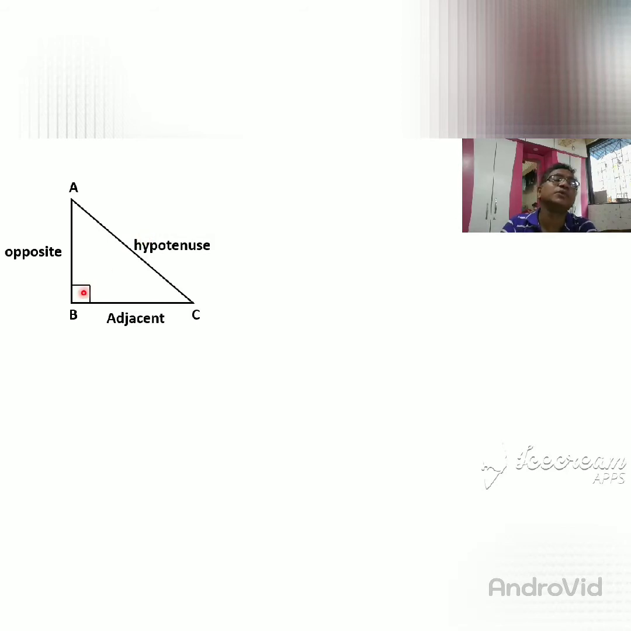So see, the 90 degree opposite side is the hypotenuse. Remember that. The side opposite the 90 degree angle is the hypotenuse. So this AC is the hypotenuse.